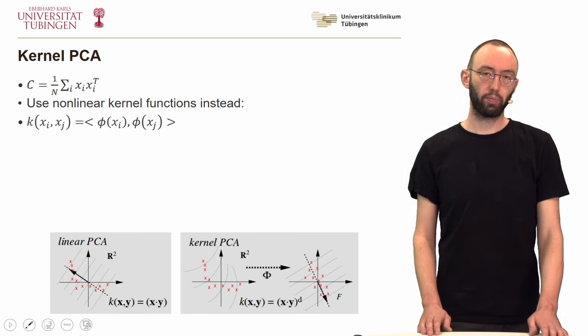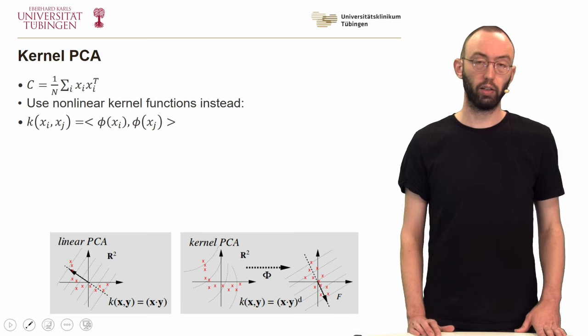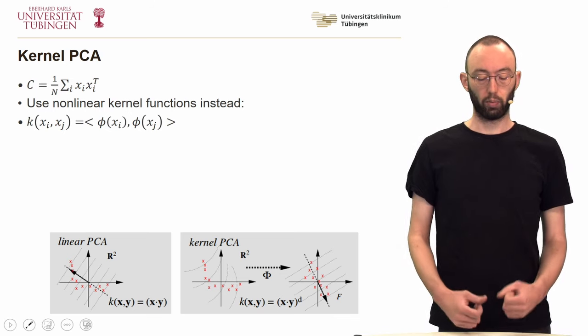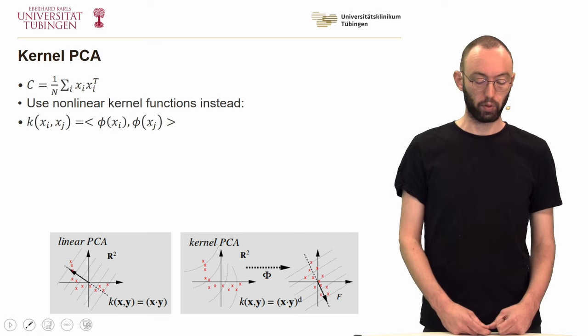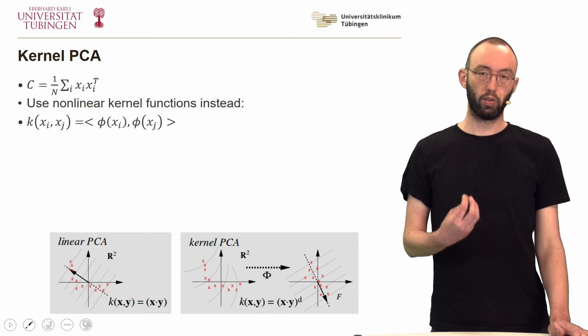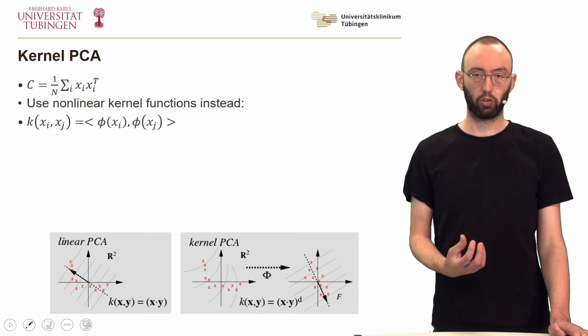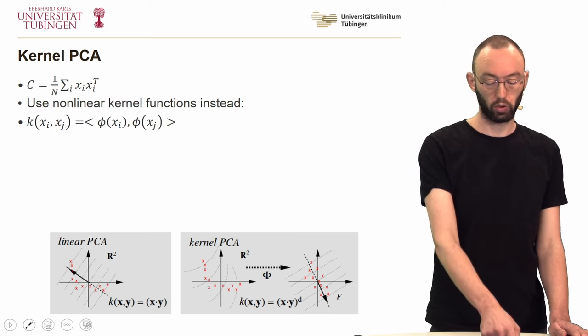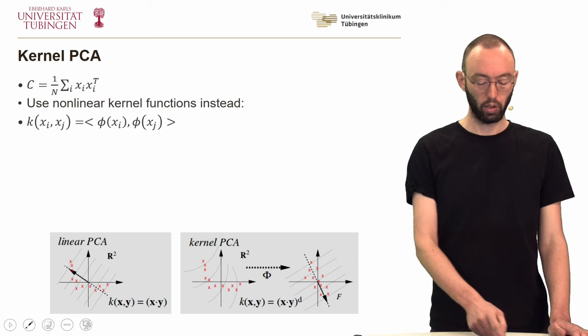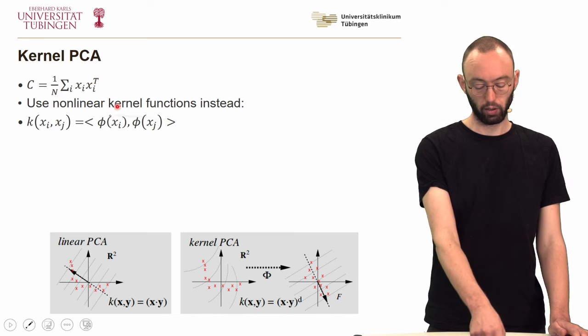There are some ways in which nonlinear techniques can also be used to extract features from data. One is, for example, so-called kernel PCA. In kernel PCA, we define a similarity measure or covariance function on the data using nonlinear kernel functions. I don't want to go into any details here, just want to mention that this can be done.